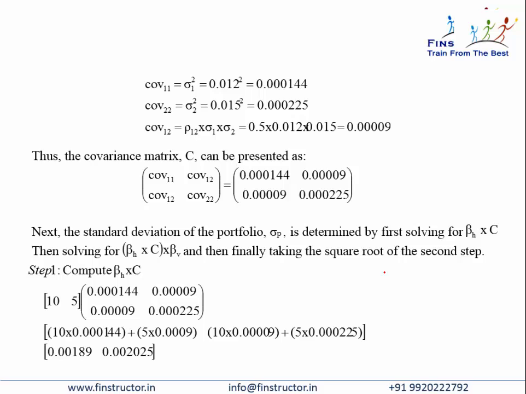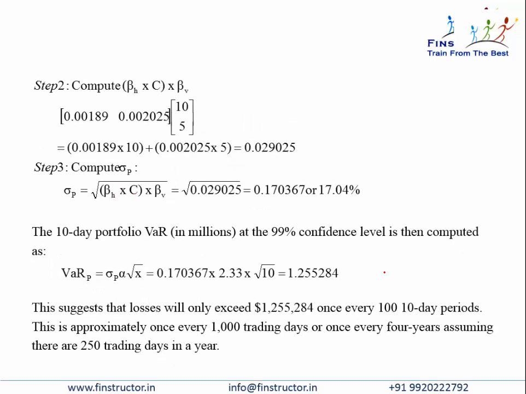So you can verify the calculation. You can use the covariance matrix approach. Another way of solving it will give you the exact same answer. So please do the calculation as I mentioned, and please verify that the VAR will come out to be 1.255 million US dollars. So this suggests that the loss will exceed $1.25 million once every 110-day period.